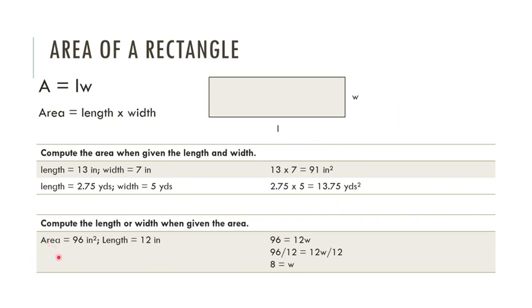To calculate the length or the width when given the area, we'll plug in the area amount into the formula that will be on the left-hand side. 96 will equal 12 times W. To solve for W, we want to isolate. We're going to divide both sides by 12, giving us our answer for the width, which will be 8 inches.